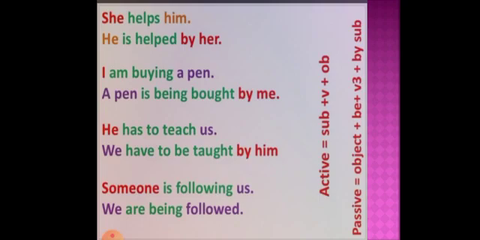The formula of active voice is subject plus verb plus object. Passive is equal to object plus be plus V3 plus by subject. I am buying a pen. A pen is being bought by me. He has to teach us. We have to be taught by him. Someone is following us. We are being followed.